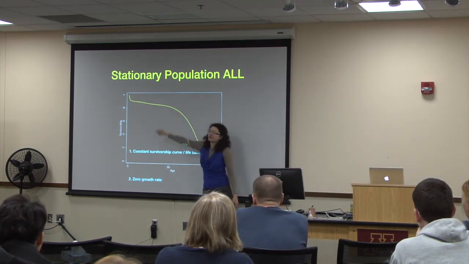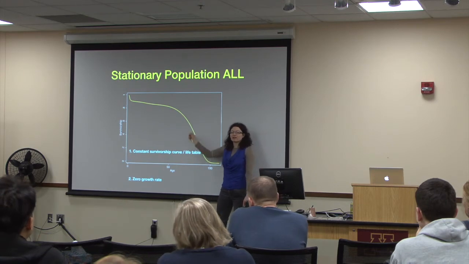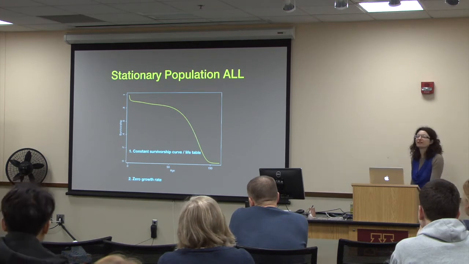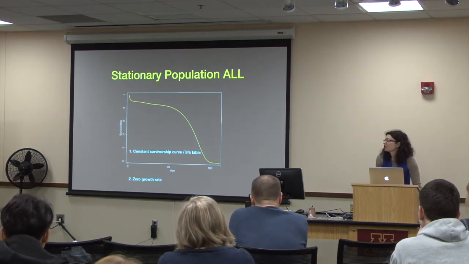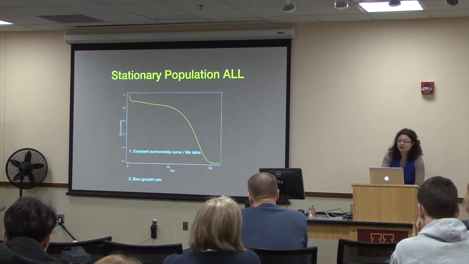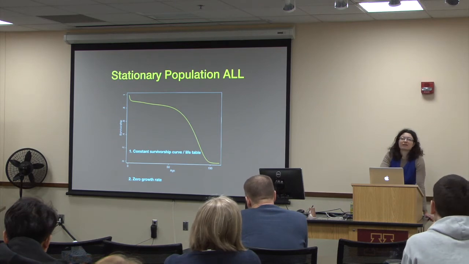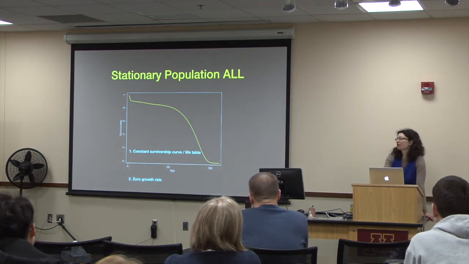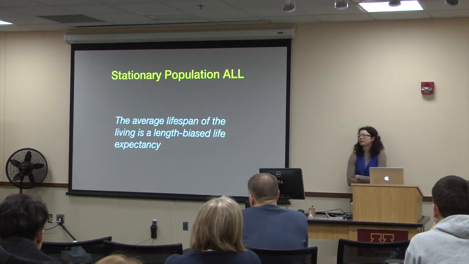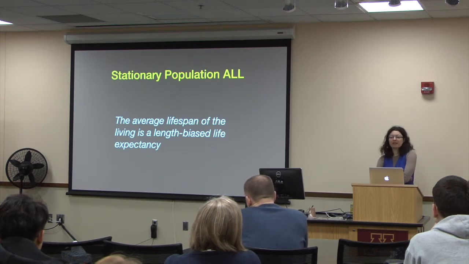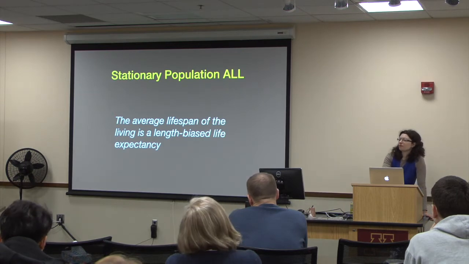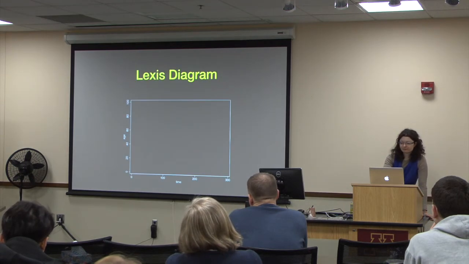We have this constant life table, which is just a fancy way of saying survival curve or age-specific death rates; how many people die at each age is constant. And the other thing is that there's no population growth, positive or negative. Every cohort is the same size as every other cohort. Every moment in time looks the same as every other moment in time. So we're going to start there just because it's a very simple setting. And the big idea here is that in a stationary population, the average lifespan of the living is a length-biased life expectancy. So let me show you what I mean, and then we'll think about why this is useful.